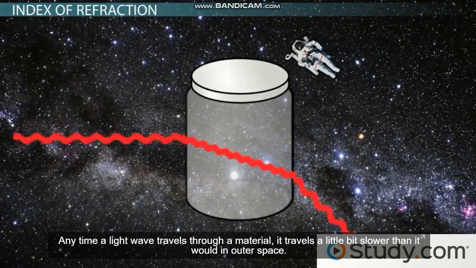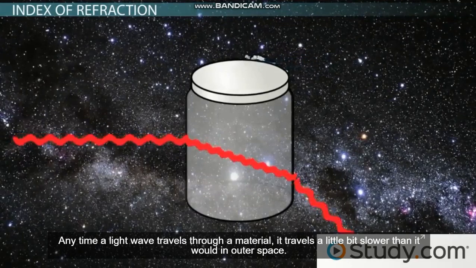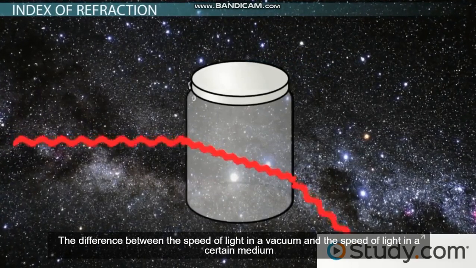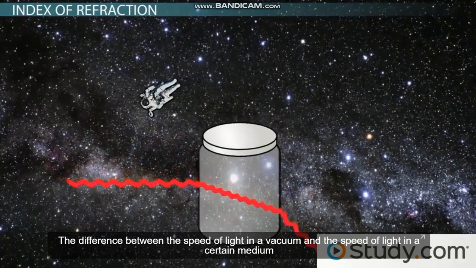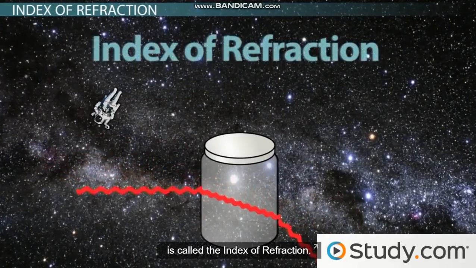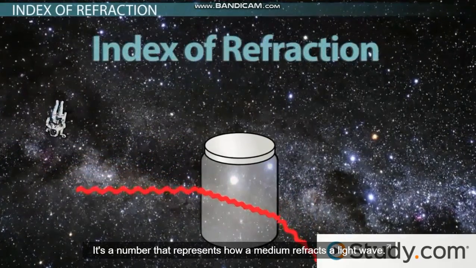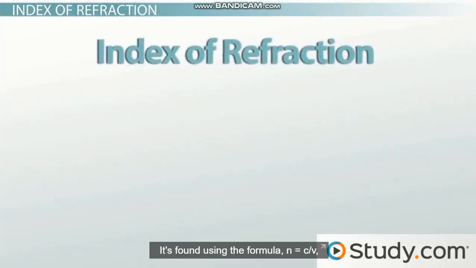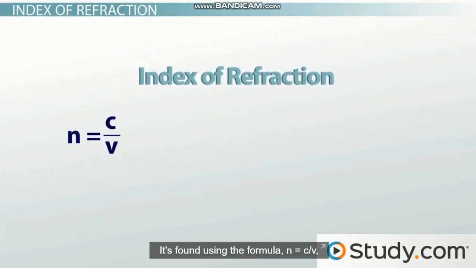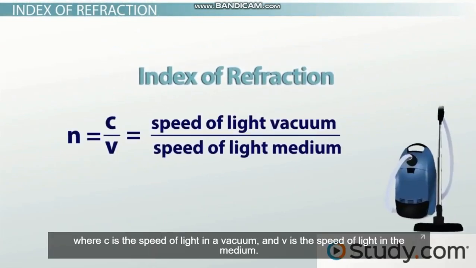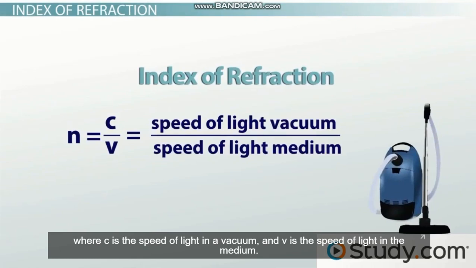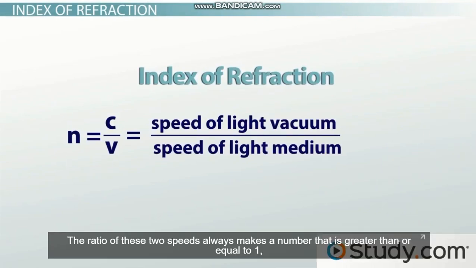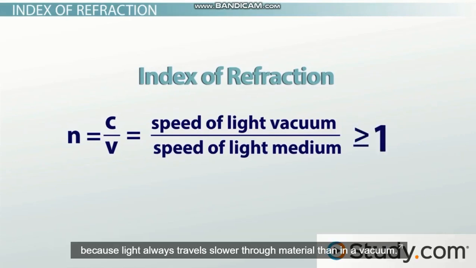Anytime a light wave travels through a material, it travels a little bit slower than it would in outer space. The difference between the speed of light in a vacuum and the speed of light in a certain medium is called the index of refraction. It's a number that represents how a medium refracts a light wave. The index of refraction is different for every medium. It's found using the formula n = c / v, where c is the speed of light in a vacuum and v is the speed of light in a medium. The ratio of these two speeds always makes a number that is greater than or equal to 1, because light always travels slower through material than in a vacuum.